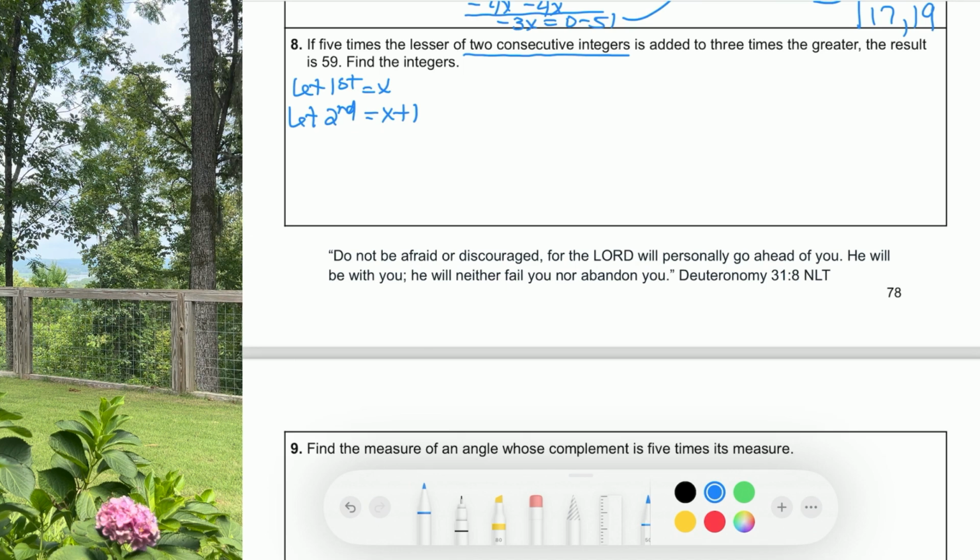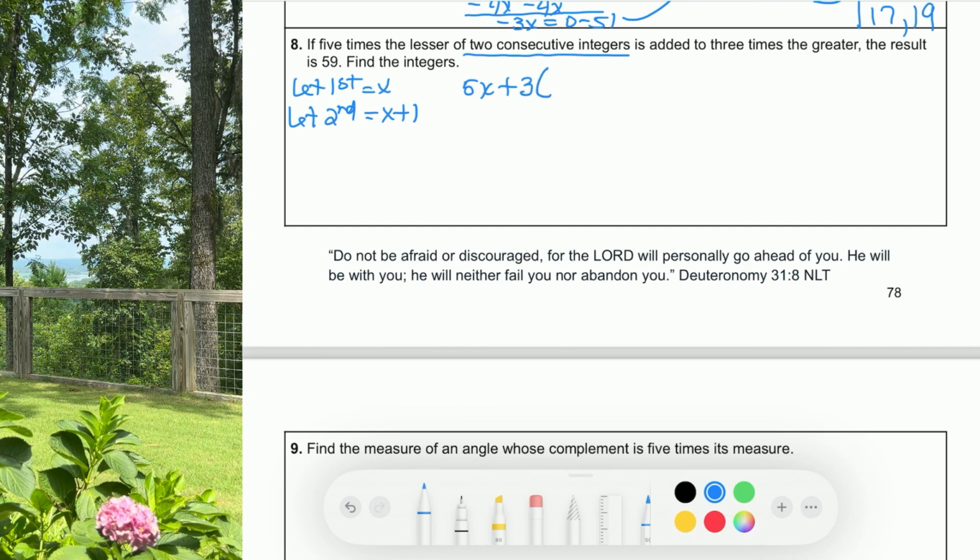Okay, so if 5 times the lesser, x is our lesser, so 5x. So if 5 times the lesser of 2 consecutive integers is added to, so we're adding it to something, 3 times the greater. So 3 times the greater, which is our x plus 1. The result is, so equals 59. Find the integers. All right, so let's distribute. We get 3x plus 3 equals 59.